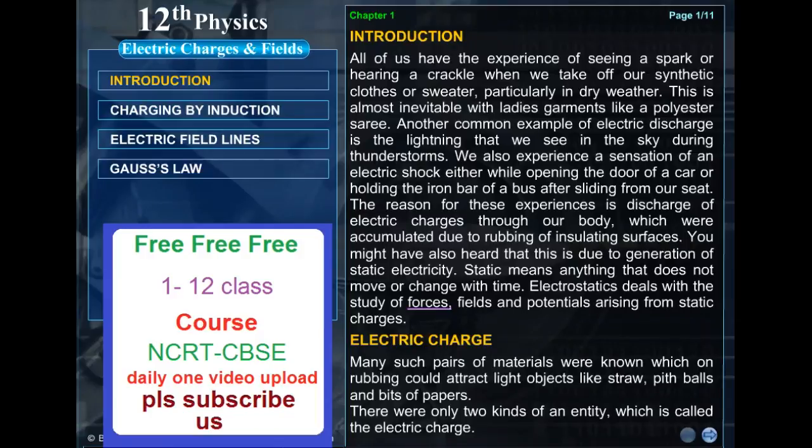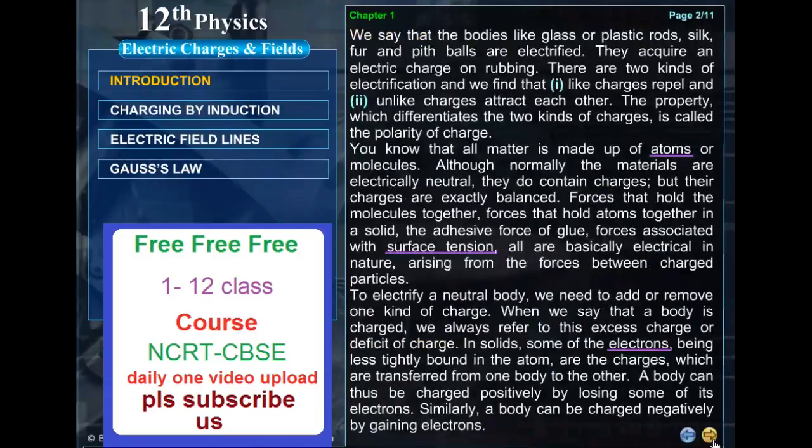Electric charge. Many such pairs of materials were known which on rubbing could attract light objects like straw, pith balls, and bits of paper. There were only two kinds of an entity, which is called the electric charge. We say that bodies like glass or plastic rods, silk, fur, and pith balls are electrified. They acquire an electric charge on rubbing.